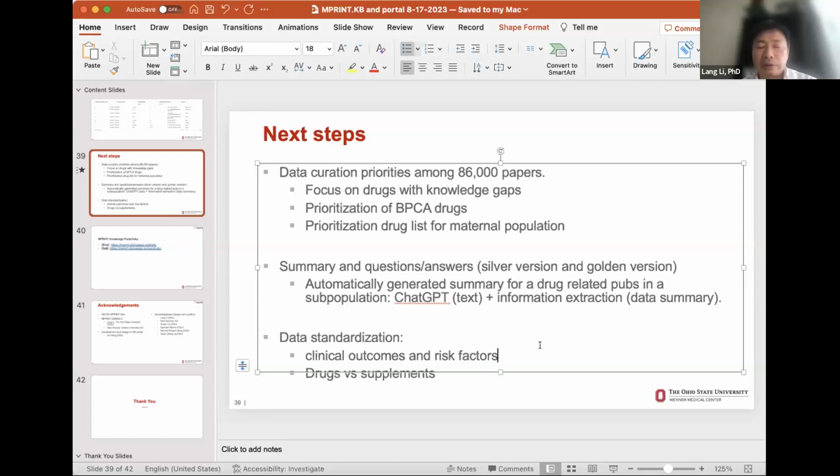Correct. So I fully agree. I think there is a variation, especially in papers published in different years. They may not talk about the same thing.